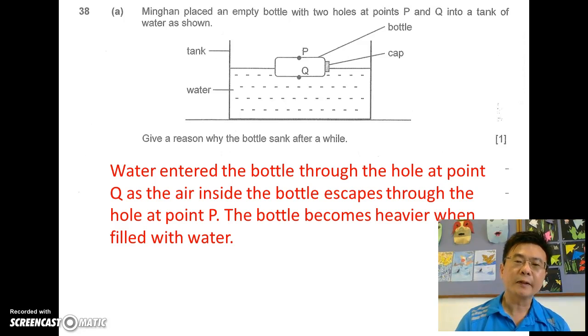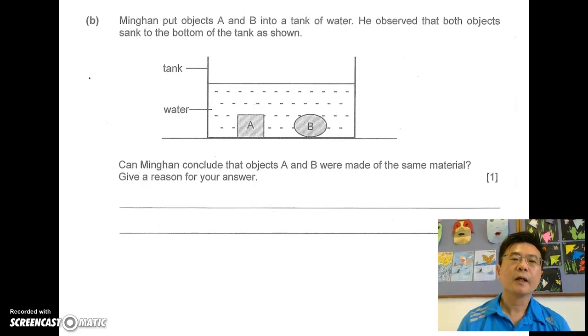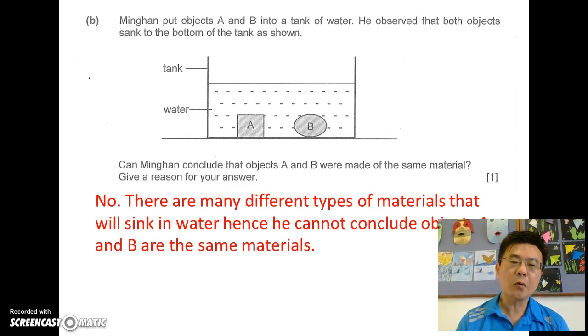So when water enters through hole Q, it will push the air out of hole P and thus enabling the bottle to sink when it is filled with water. Can Ming Han conclude that objects A and B were made of the same materials? The answer is no. There are many other different types of materials that will sink in water, and hence Ming Han cannot just conclude that they are made of the same materials.